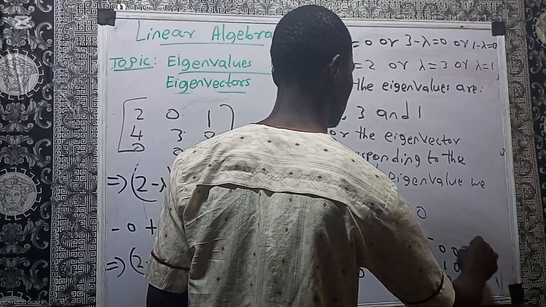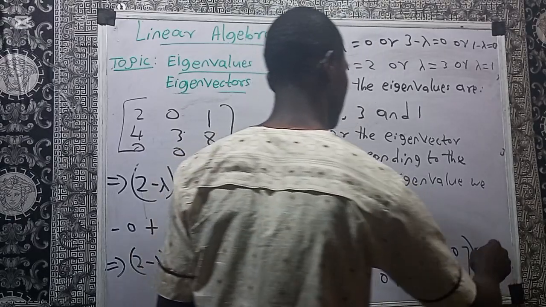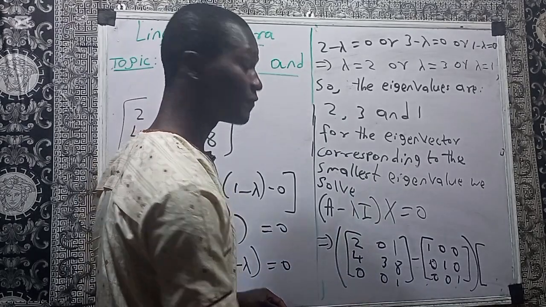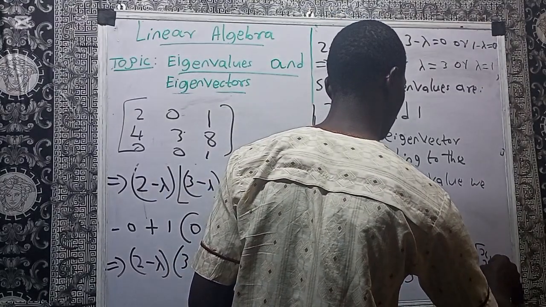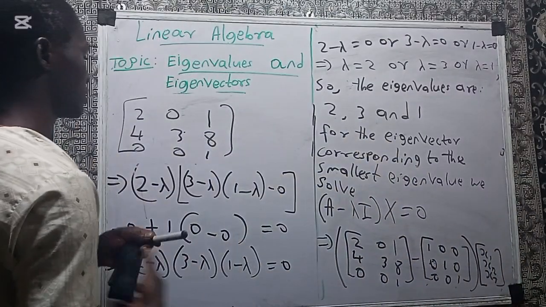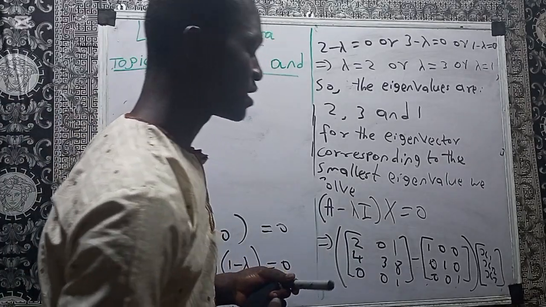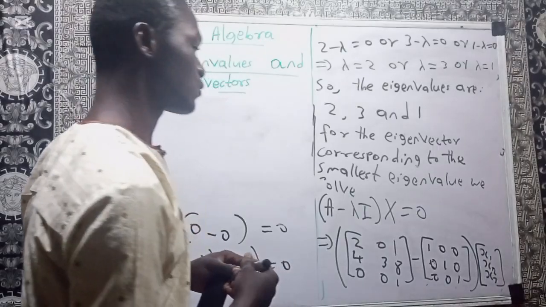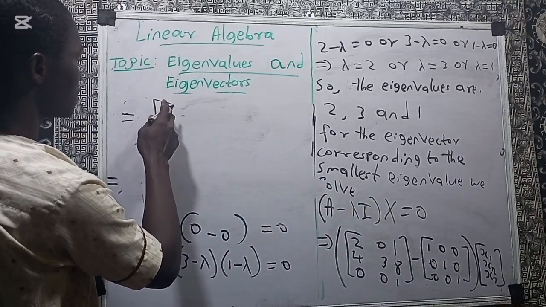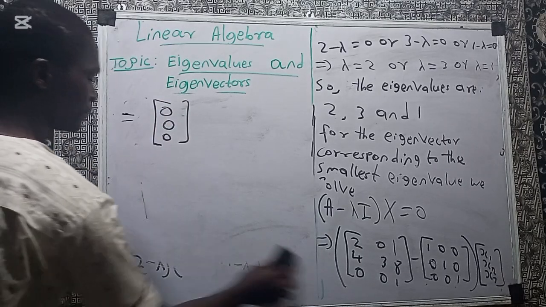So this is basically what we have. Then the capital X will be a column vector. It will have entries x1, x2, x3, because your matrix A is 3 by 3. That's why it has entries x1, x2, x3. If your matrix A is 2 by 2, it will have entries x1 and x2. The zero matrix will still have 3 entries, 0, 0, 0, because your matrix A is 3 by 3.